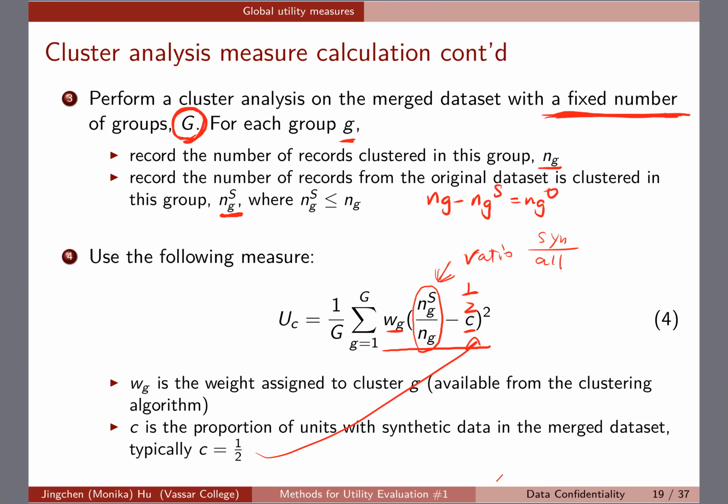The key here is that the formulation has this WG. W stands for weight, and it's the weight assigned to cluster G. I wrote here that it's available from the clustering algorithm, but it really depends on what kind of algorithm you're using. I'm going to show you a way that, using a particular hierarchical clustering algorithm, you might not get WG directly, but you can still approximate it in a way that weights the clusters.